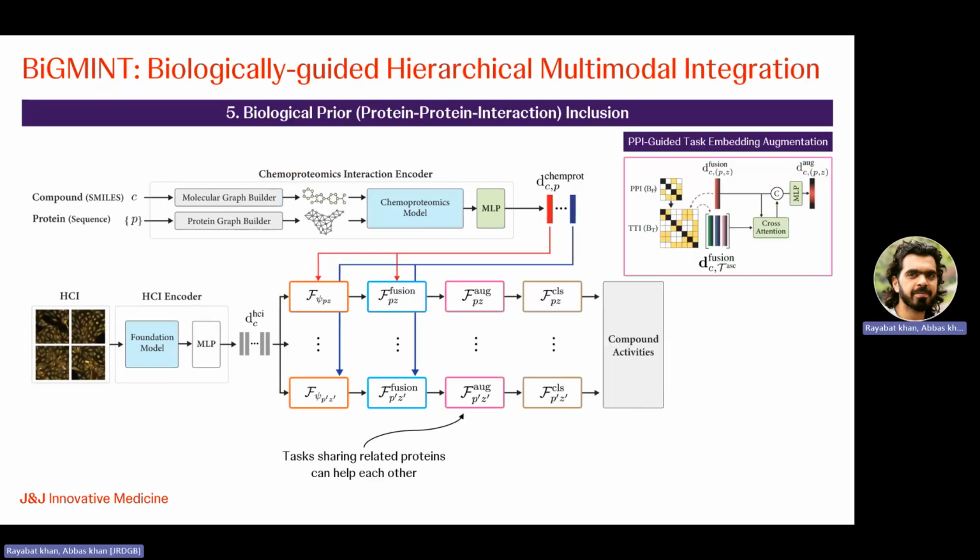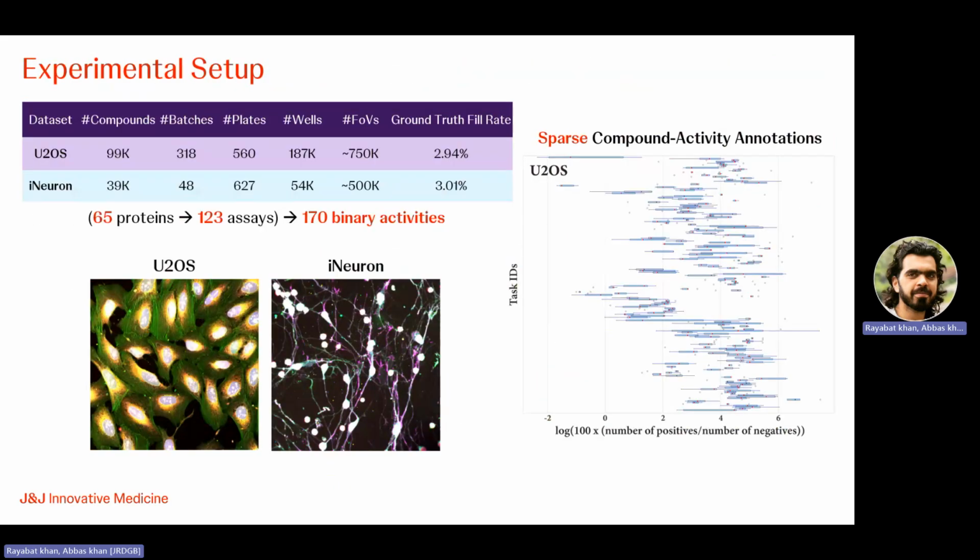Fifth, we bring in the protein-protein interaction network as a biological prior. Proteins don't act in isolation, they interact in pathways. So tasks sharing related proteins should be able to help each other. We use the PPI graph to augment task embeddings, propagating signals between related tasks. This especially helps the hardest tasks, which have the fewest labels.